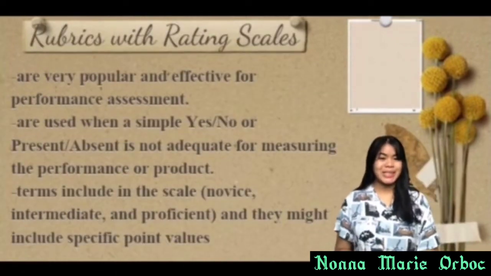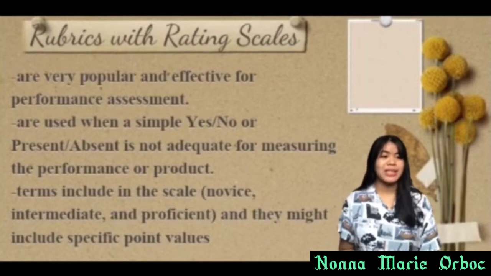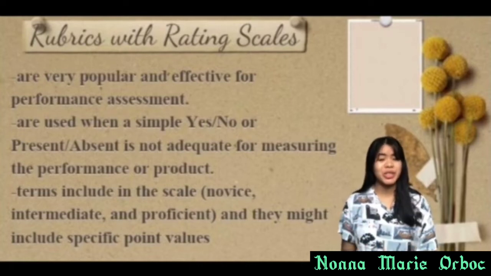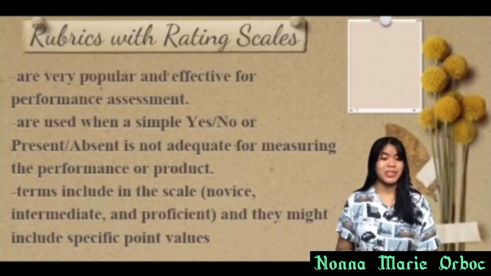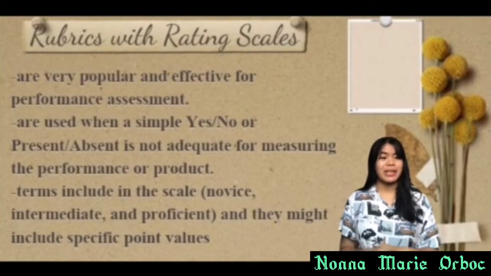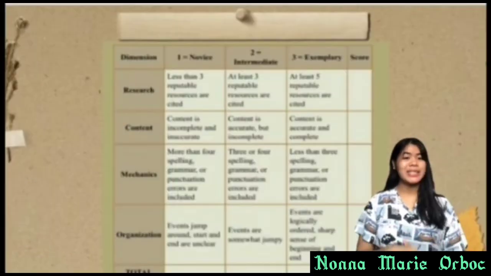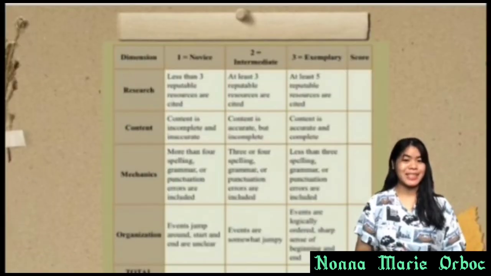Rubrics with rating scales are very popular and effective for performance assessment. Rating scales are used when a simple yes or no or present or absent is not adequate for measuring the performance or a product. The scales can include terms such as novice, intermediate, and proficient, and they might include specific point values. Below is an example of a rubric with a rating scale.